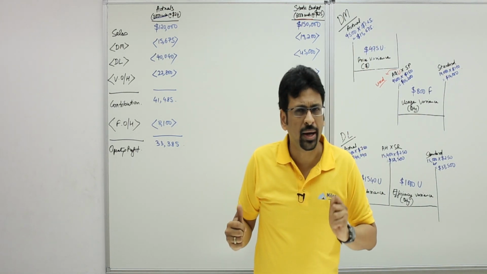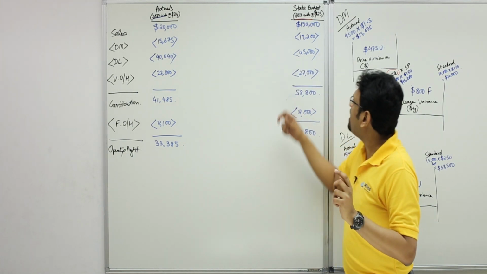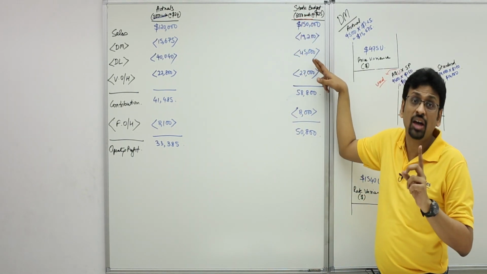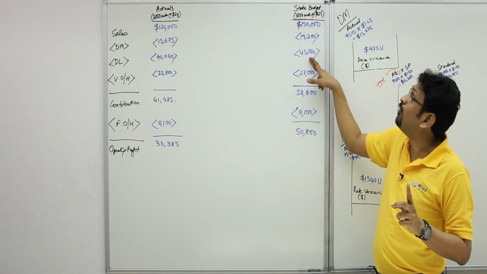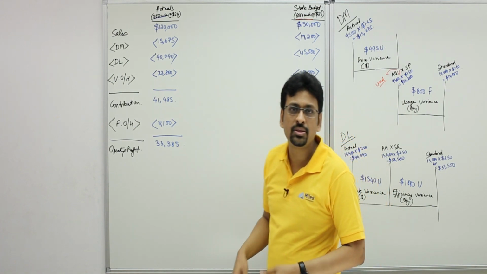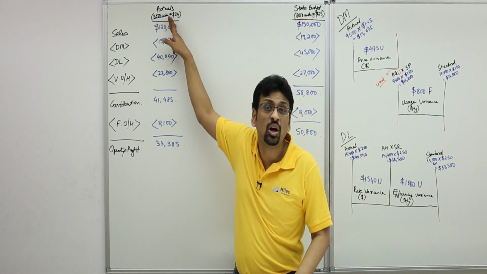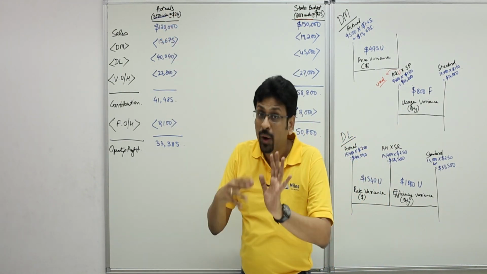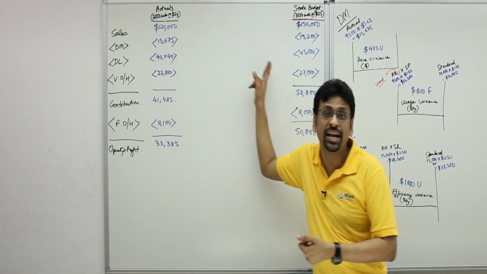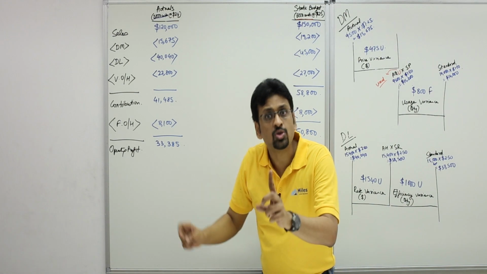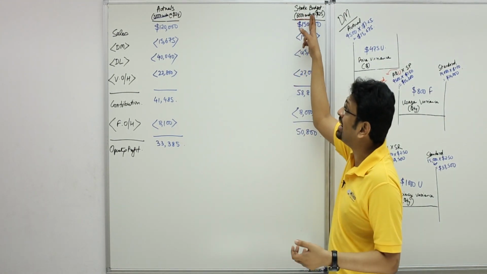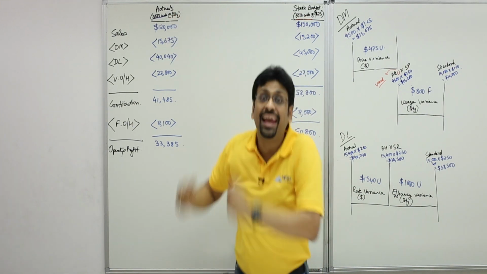But wait a minute. The budget here said 6,000 units. So $45,000 of direct labor for 6,000 units. Did they do 6,000 units? No, they only did 5,000. So though it seems as if they've used less direct labor, we also have to factor in that they did not produce what was budgeted. They produced, in this case, less than budgeted.